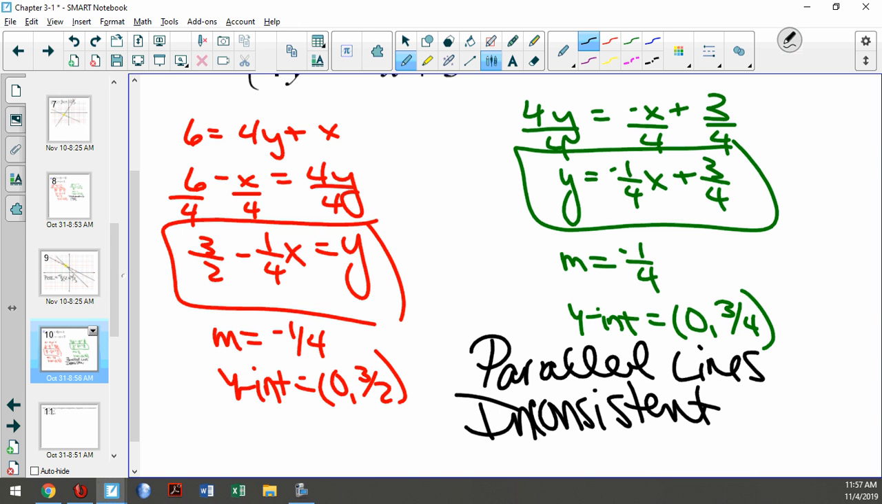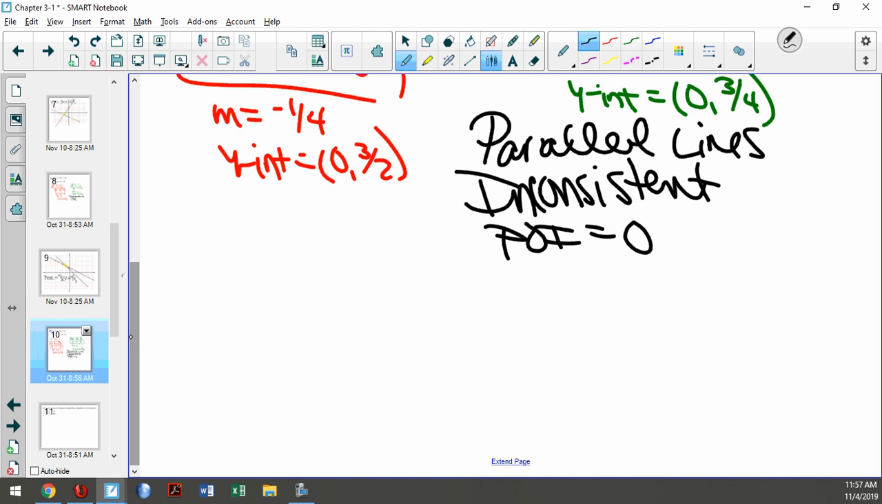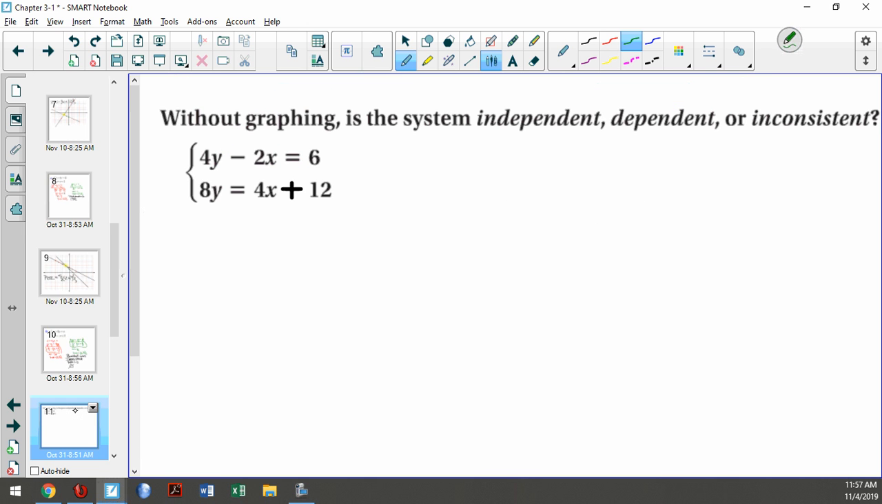And how many POIs do I have? I have 0 POIs, and my point of intersection is no solution. Right? I don't intersect, so I have 0 POIs, and my point of intersection is no solution. Do we understand that? Okay, let's do the next one. Did everybody change the bottom one to 4x plus 12? Yes?